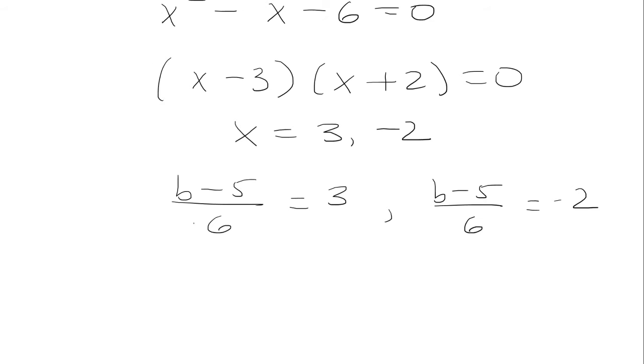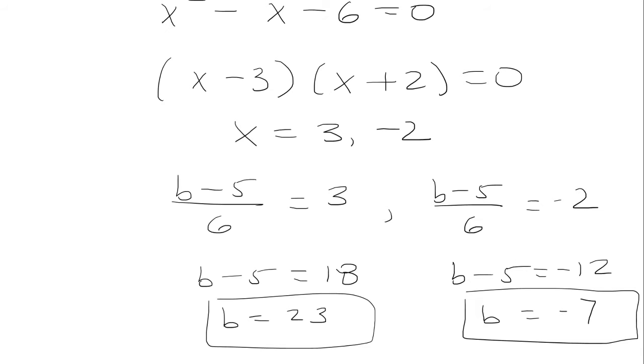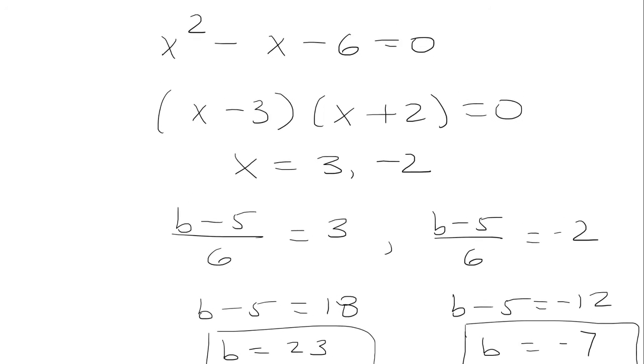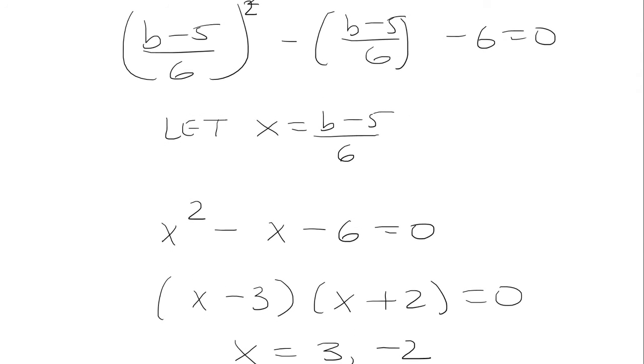So I'm going to multiply both sides by 6 to get b minus 5 is 18. So b here is 23. And I'm going to multiply both sides by 6. b minus 5 is negative 12. That means b is negative 7. Okay, so these are our answers, and it's always good to double check that it is correct. But we don't have to worry here because it's not like we have a square root or fraction where b is on the denominator. So if you plug it in here just to check, you should get the right answer.